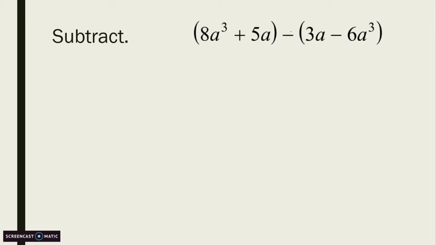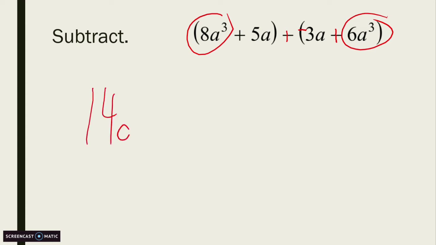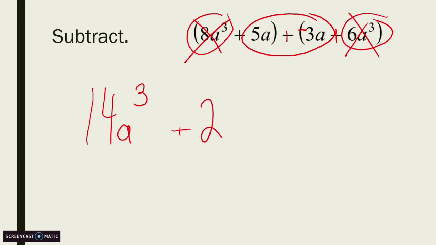Here's another subtraction sign. So we're going to add the opposite. Make sure we take the opposite of everything in the polynomial to the right. Now we're looking for like terms. A to the third, a to the third. There's 14 of those. We do not change the exponents. We're not multiplying. Exponents can only change if we are multiplying. 5a minus 3a is a positive 2a.